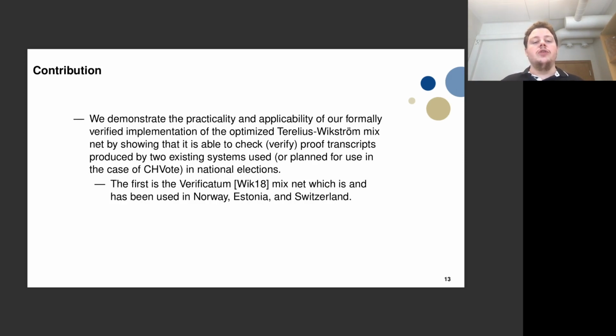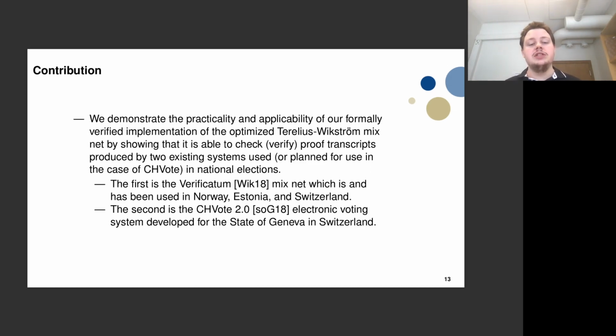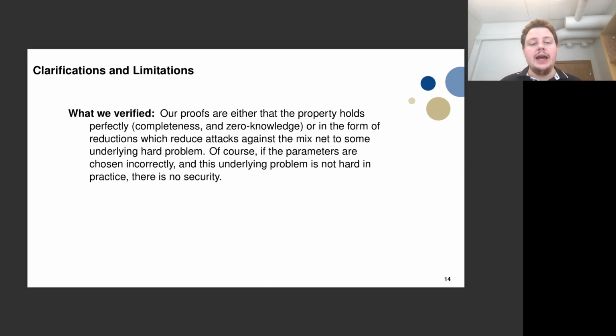Okay, so the first implementation we verified was the Verificatum mixnet, which has been used in Norway, Estonia, and Switzerland. And the second one was the Votesystem, which was planned for use in the state of Geneva, Switzerland, but is currently on hold. Okay, so let me now just go over a bit of the sort of limitations or clarifications I want to make, then I'll give some future work, and then I'll sum up.